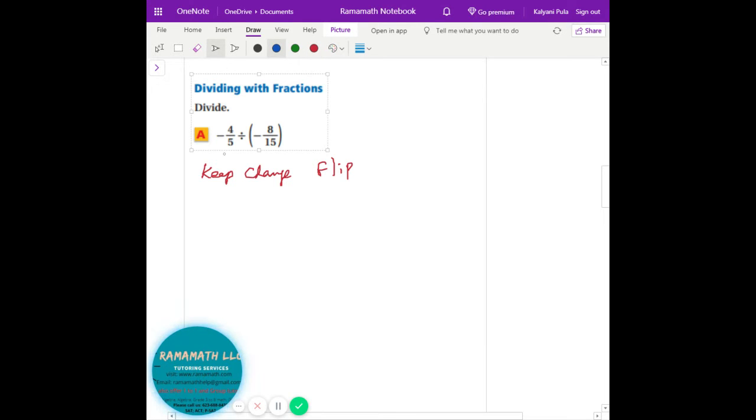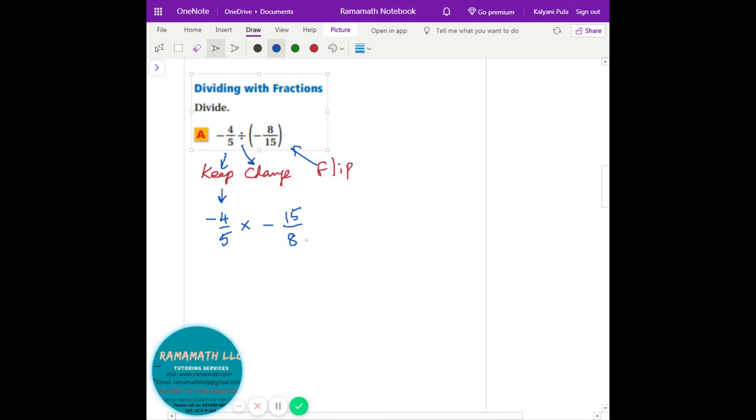So keep means keep the first fraction. Keep it, and then next you're going to change the operation. That's right, the change is for the operation. Division becomes multiplication. And the flip is to flip it. Flip is the last one. So you flip it, it's 15 over 8.